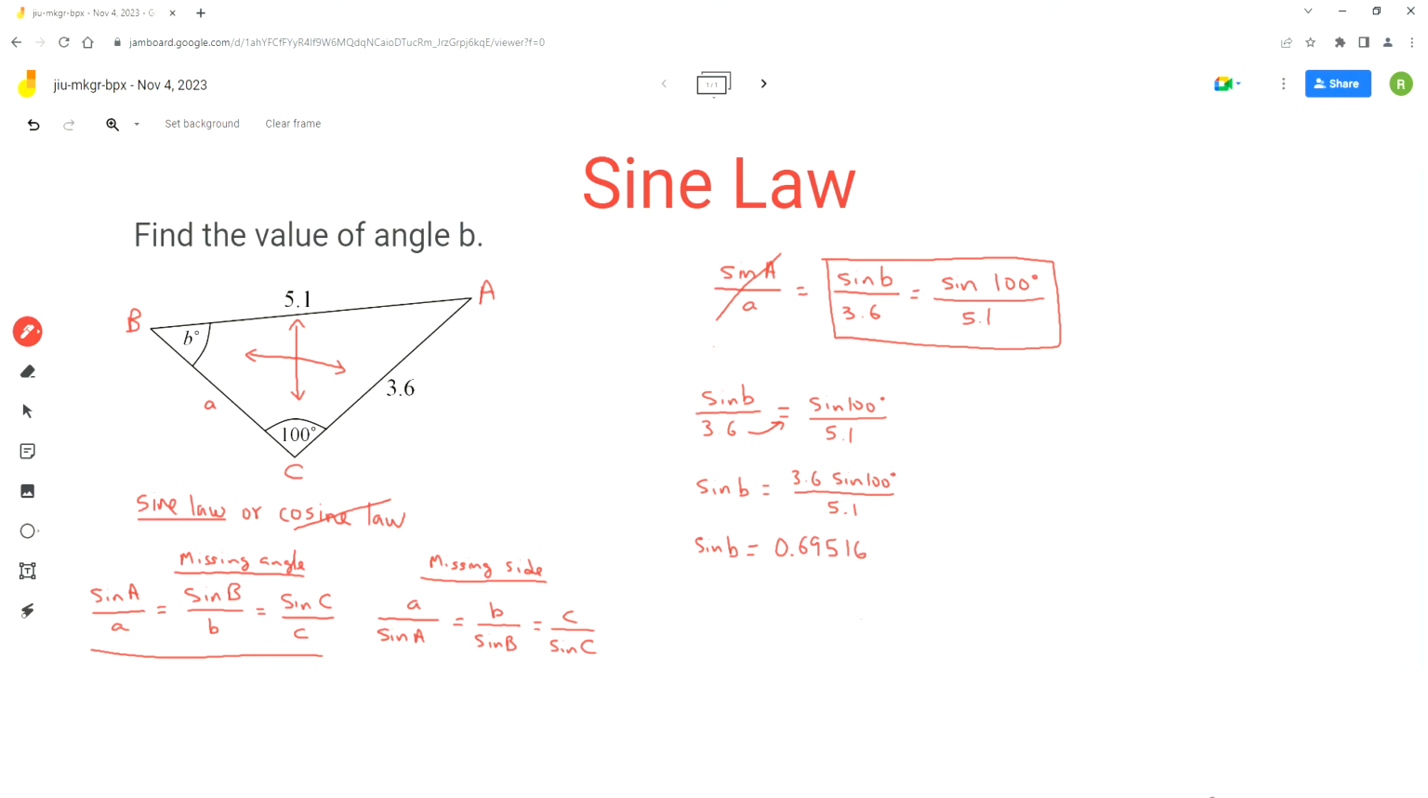0.69516. I have to isolate this angle B, so here we'll have to do inverse of sine. So our next step is B equals inverse of sine, brackets, 0.69516. So this is a very important step you have to understand and memorize. We can evaluate this in our calculator. So I got 44 degrees. So this should be the final answer for the value of angle B.